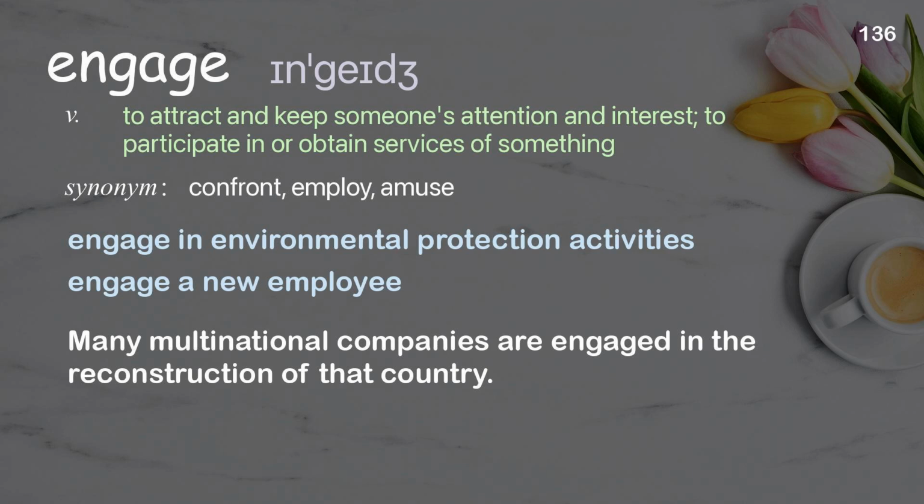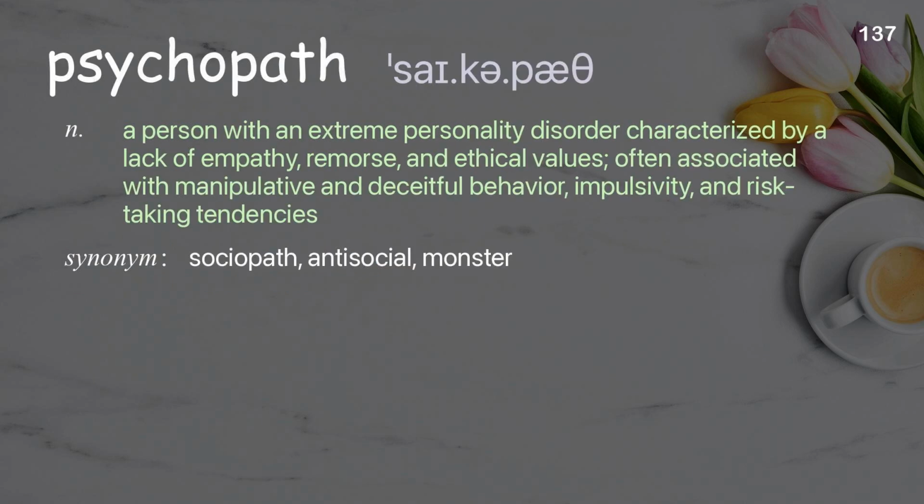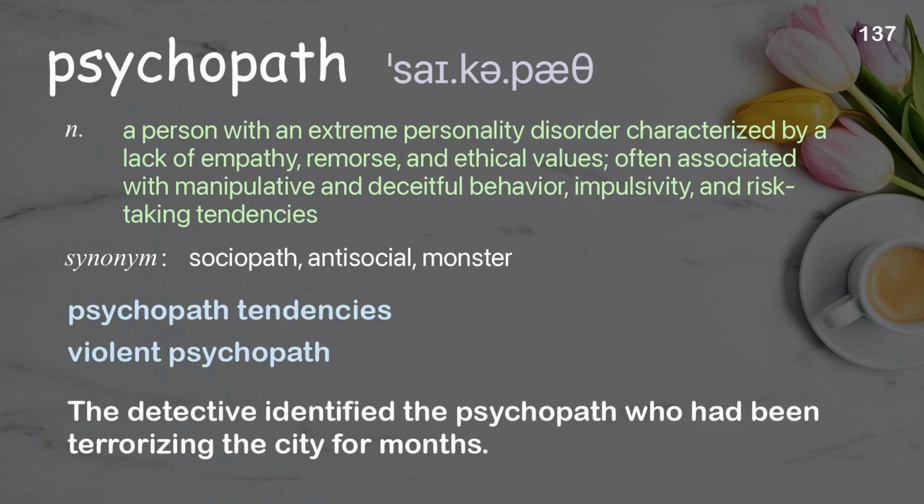Psychopath. A person with an extreme personality disorder characterized by a lack of empathy, remorse, and ethical values, often associated with manipulative and deceitful behavior, impulsivity, and risk-taking tendencies. Examples: Psychopath tendencies. Violent psychopath. The detective identified the psychopath who had been terrorizing the city for months.